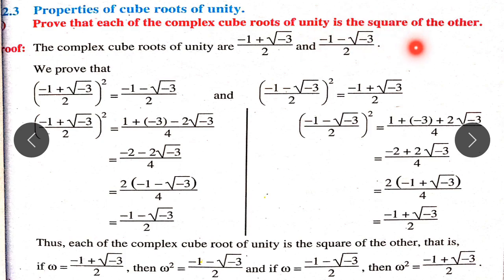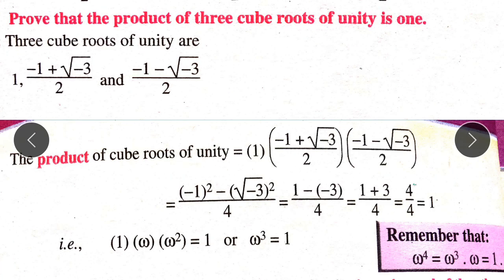Same is the case if you square the second one, at the end you will have the result in the first one. So hence it can be concluded that each complex cube root of unity is the square of the other. Next property of cube roots of unity is that the product of the 3 cube roots of unity is 1. Product means multiplication. If you multiply these 3 cube roots of unity with each other, as a result you will have 1. How? Let's prove it.